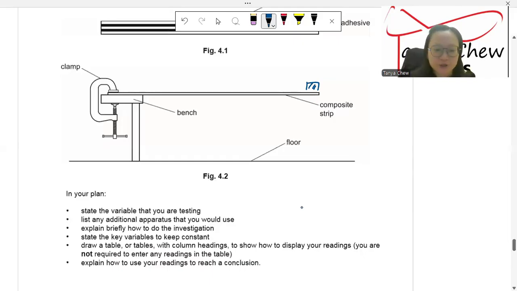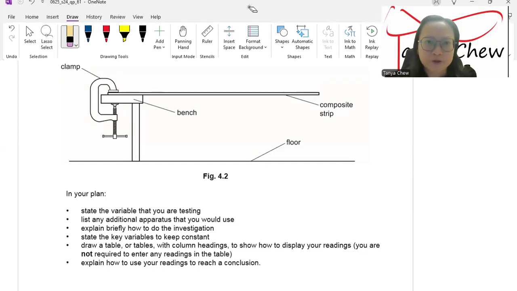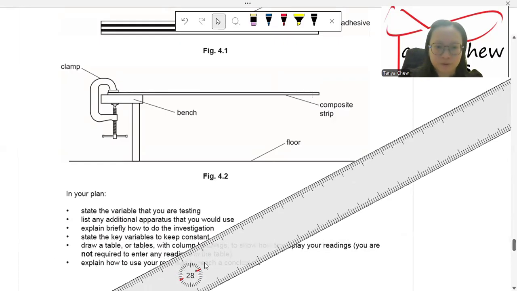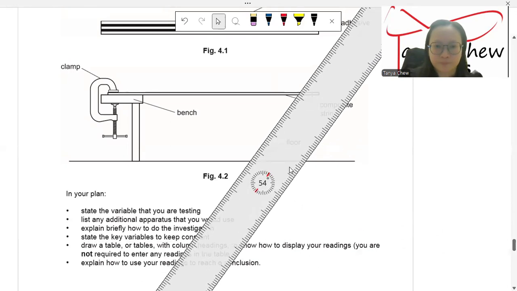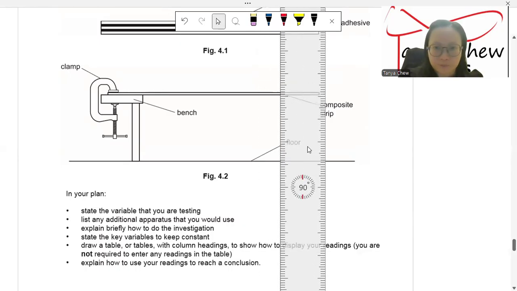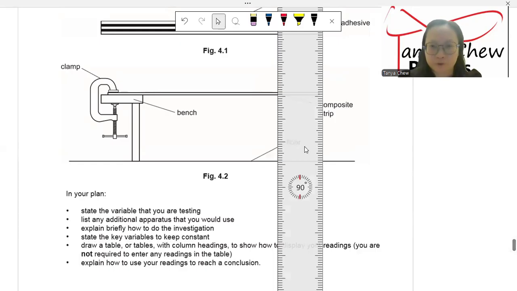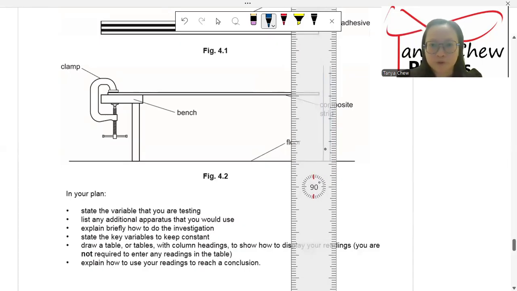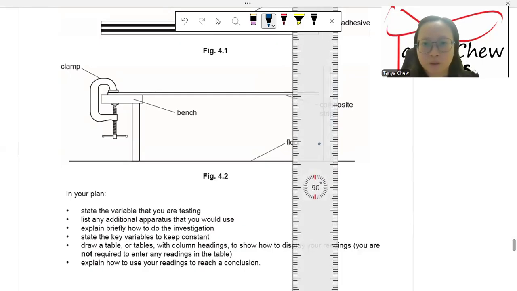So I am going to add to this diagram just a little bit to make sure that you understand better. I'm going to use my ruler, making sure that it is at 90 degrees. I'm going to place a ruler here, not too close, because I don't want the ruler to exert frictional force on my composite strips. Here, this is my ruler. And then the other one would be my retort stand. The retort stand must be a little bit higher.